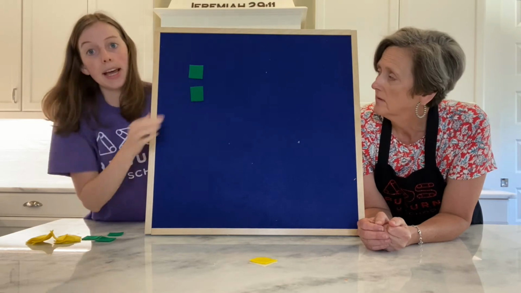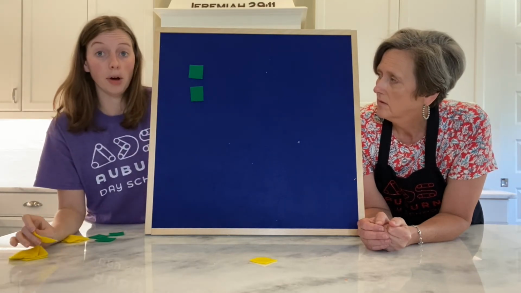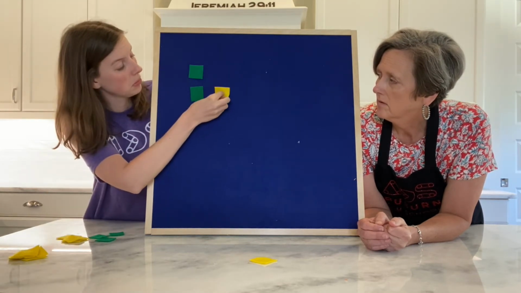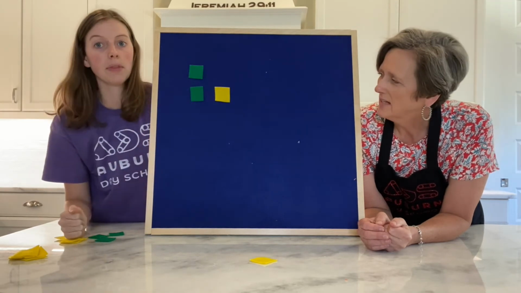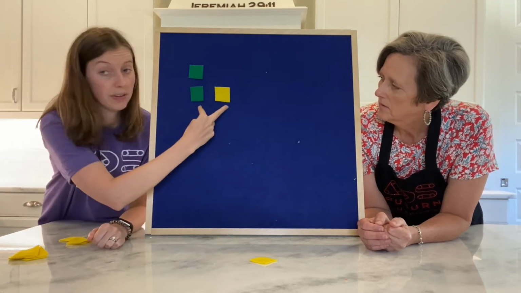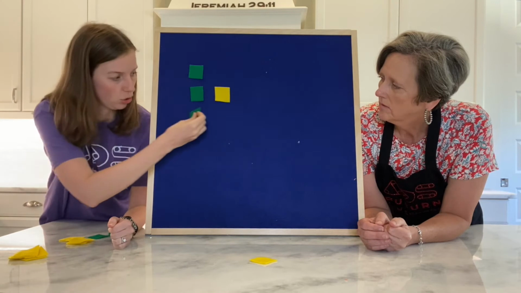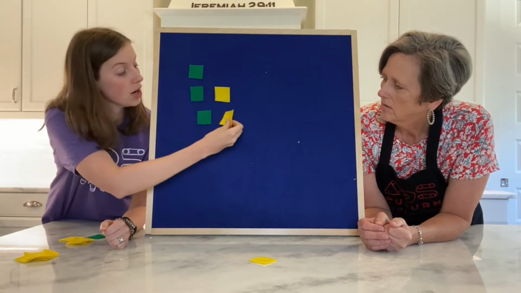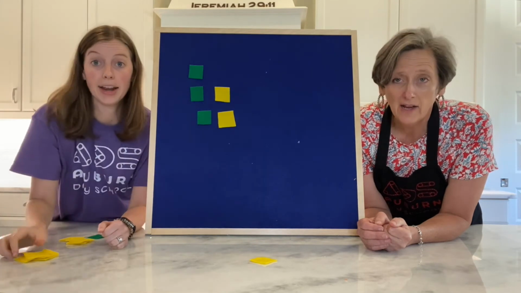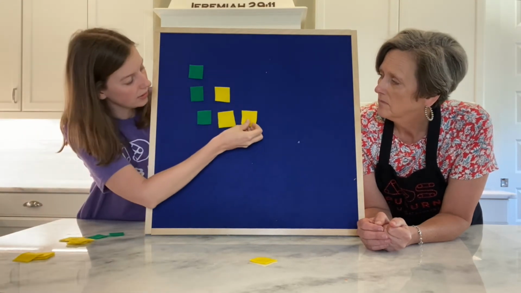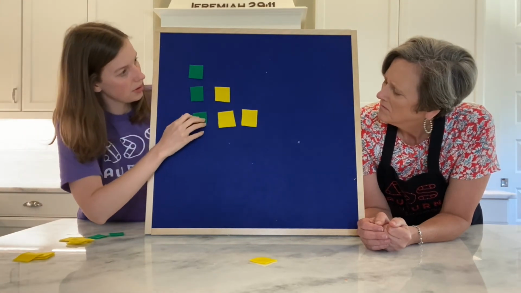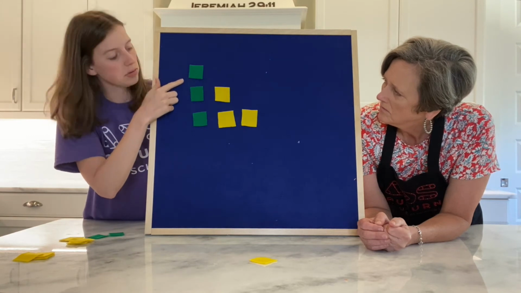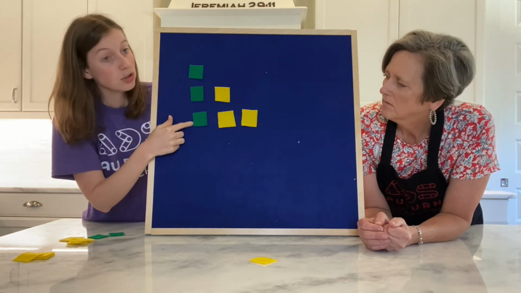So I repeat it again, but my rule was add 1 yellow. There's that yellow. Now let's repeat it again. We've got to repeat this part right here. So we need a green and a yellow. But what was our rule? Add a yellow. So we have to add another yellow. So we had 0 yellows, 1 yellow, 2 yellows.